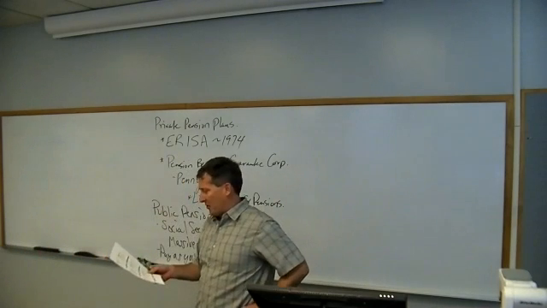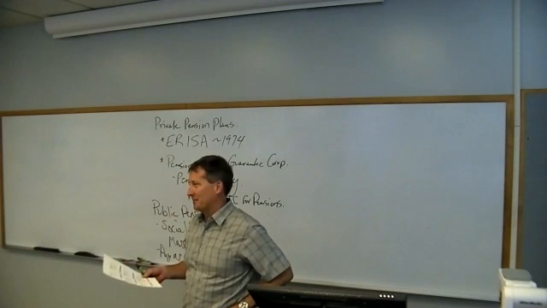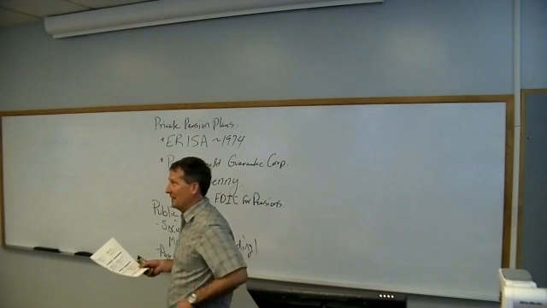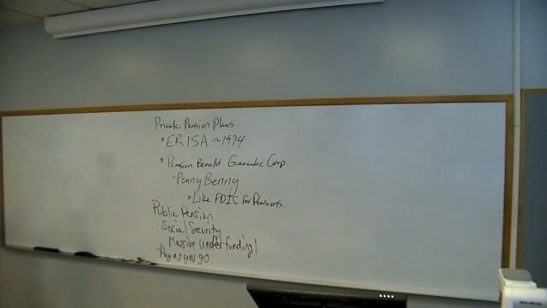It started off being 30 workers to every one retiree, and we're down to like 3 workers to every one. 3 healthy workers, or I should say non-retirement age workers, to every one.